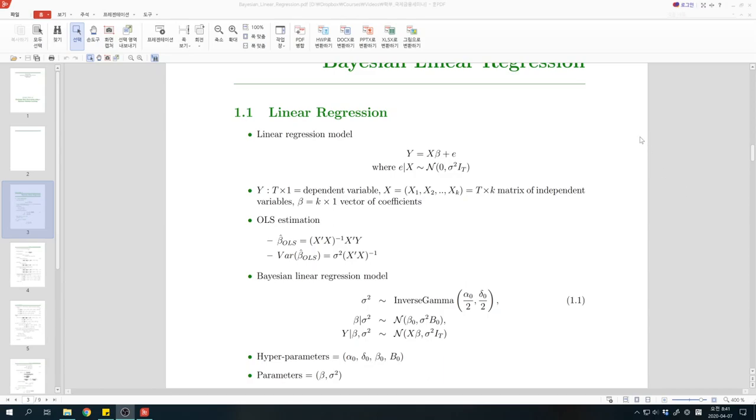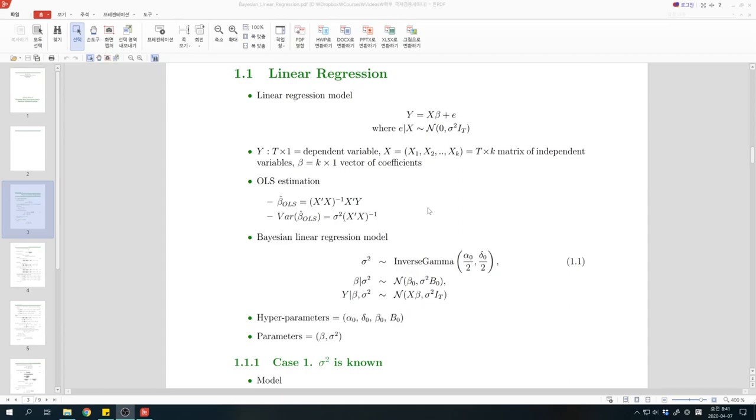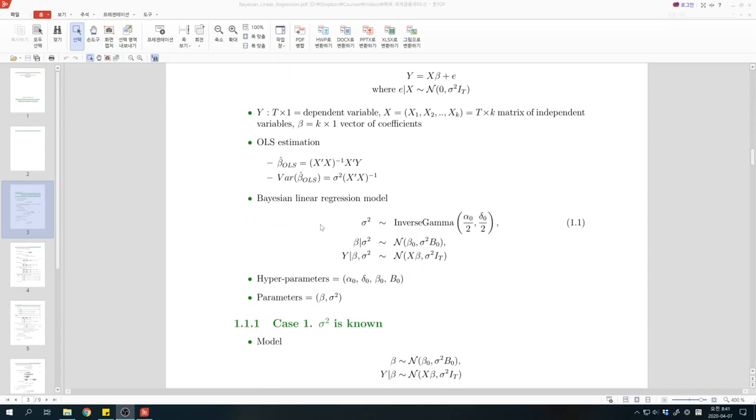All right, then let's think again about what we have done in the last class. We started with this model, and this is how we express a model. A model is always a data generating process. Sigma square is first generated from this inverse gamma distribution, and given sigma square, beta is generated from this normal distribution, and given beta, sigma square, and the exogenous variable x, y is generated from this normal distribution. Its mean is x beta and its variance is sigma square.